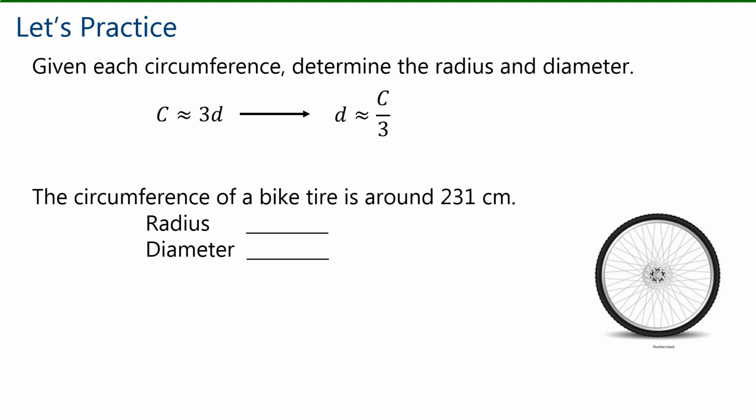So let's look at the first example. Here we have a bike tire that has a circumference of around 231 centimeters. So someone measured the distance around the outside of the tire to be 231.